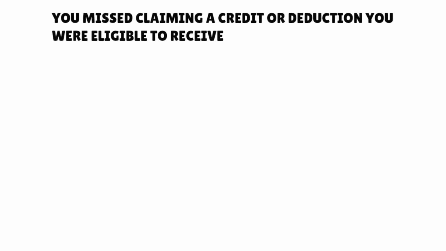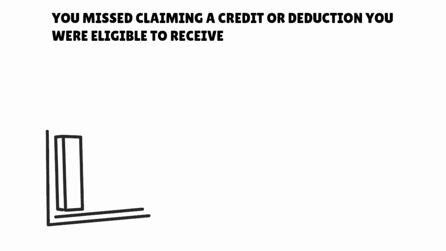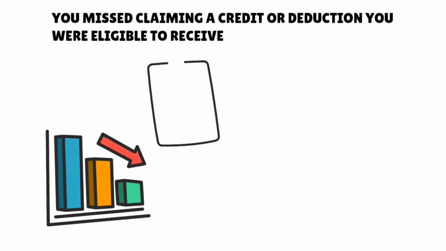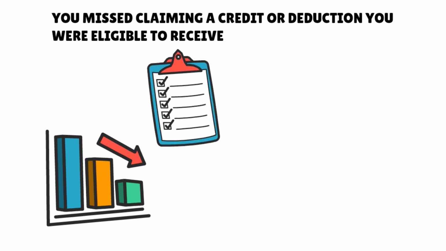If you missed claiming a credit or a deduction you are eligible to receive, you can also file an amended tax return. There are a number of credits and above the line deductions, the ones that you don't have to itemize to take, that could help you lower your tax bill. So if you are eligible for one and don't claim it, you could be leaving money on the table. Filing an amended tax return could allow you to claim that money. Let me give you an example.